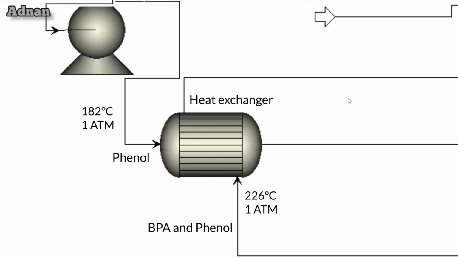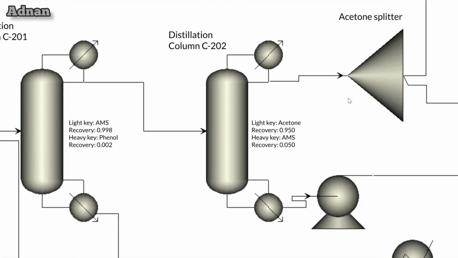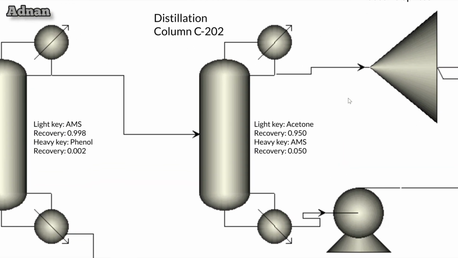The bottom product phenol is then pumped through a heat exchanger where a BPA and phenol stream from section 3 is also fed through. Both streams out of the heat exchanger go into the third section. The top product of the first distillation column is then fed into the second distillation column, where the acetone and AMS are separated into their own streams.